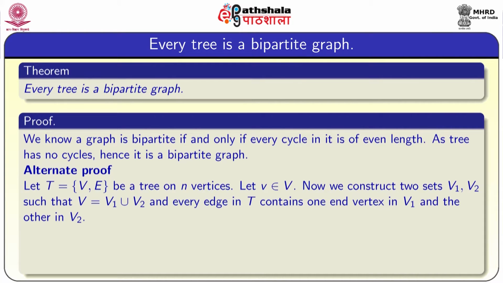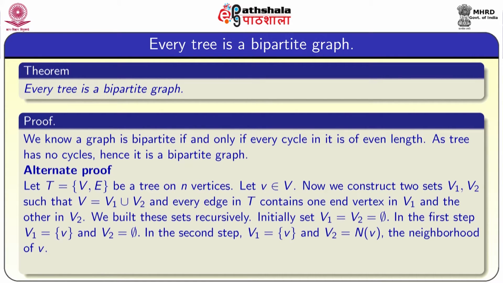Now, we will see an alternative proof. Let T equal to (V, E) be a tree on n vertices. Let v belong to V. Now, we construct two sets V1, V2 such that V is equal to V1 union V2 and every edge in T contains one end vertex in V1 and one in V2, that we have to show. So, we will build these sets recursively. Initially V1 is equal to V2 equal to empty. In the first step we take V1 equal to {v} and V2 equal to empty.